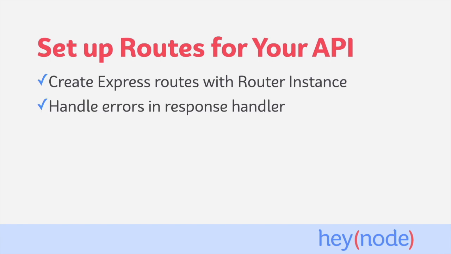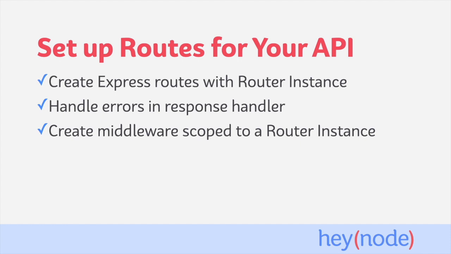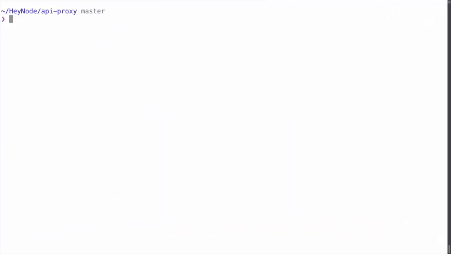We'll handle errors in our response handlers when using async and await, and we'll create a middleware that is scoped to our router instance. We're going to create route handlers for our API proxy, which will retrieve data from the Exoplanet API, transform the planet data we received, and then send it back to the client.